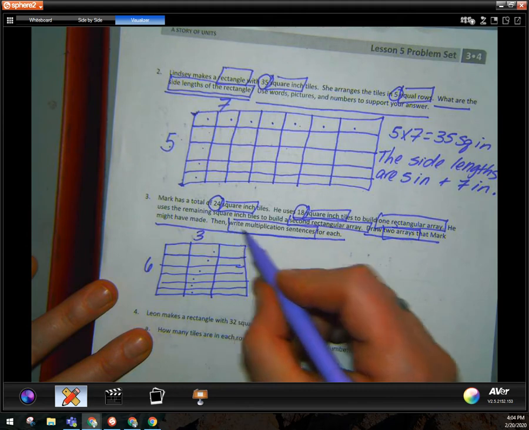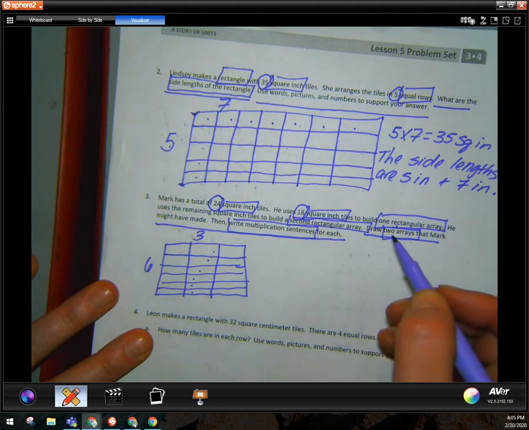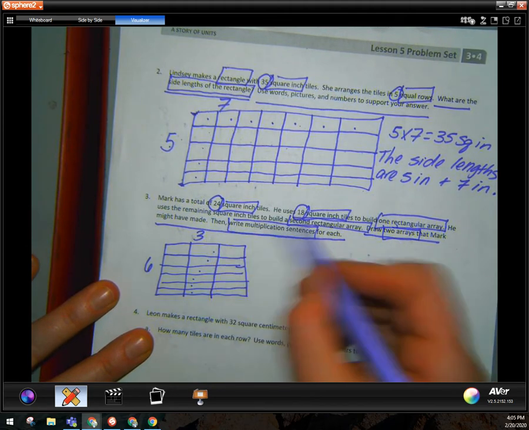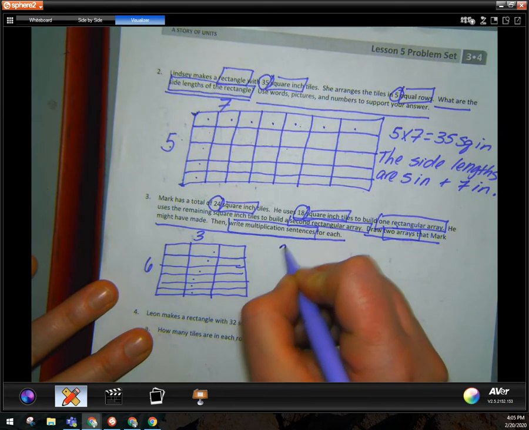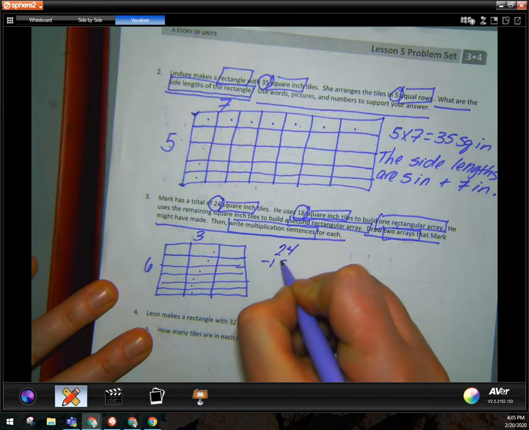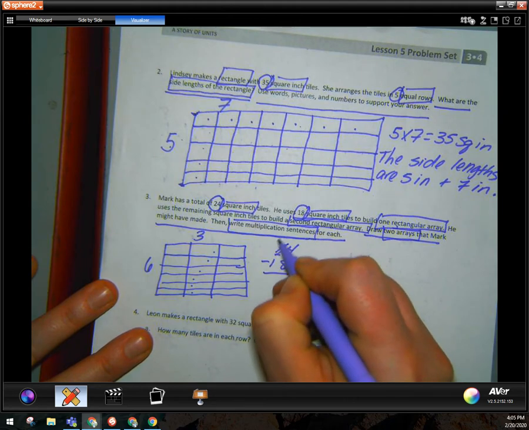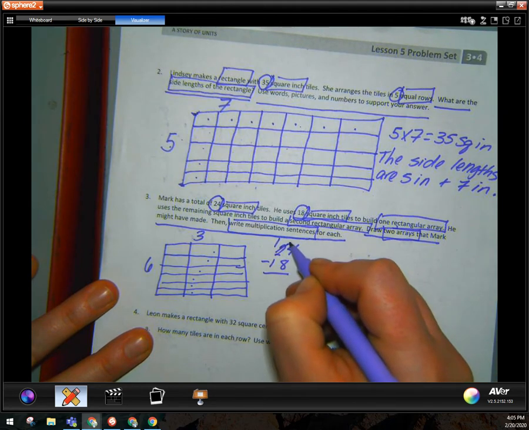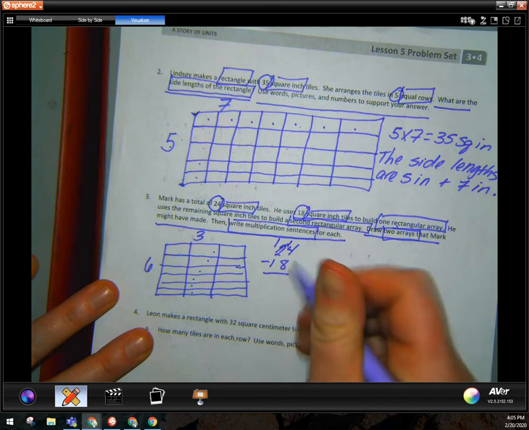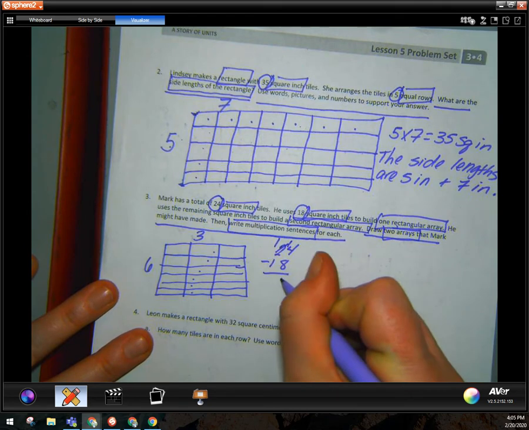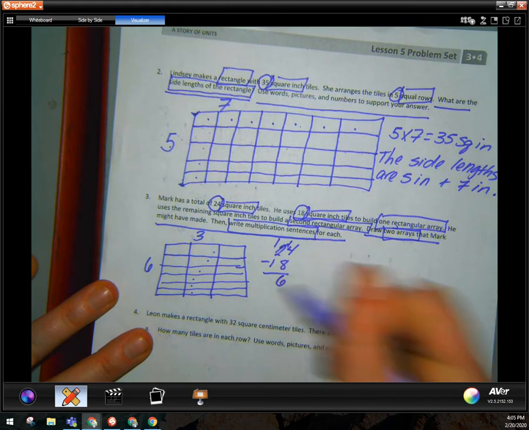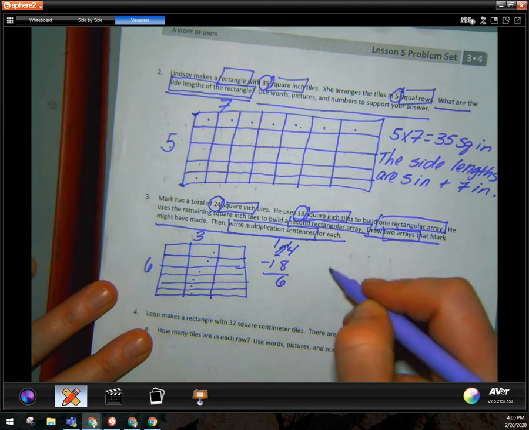He uses the remaining square inch tiles to build a second rectangular array. Well, I just used up 18 of them, so I'm going to subtract 18 from 24. I can't take 8 away from 4, so I'm going to go next door. 14 minus 8 is 6. 1 minus 1 is 0. So I know I need to use 6 tiles left.